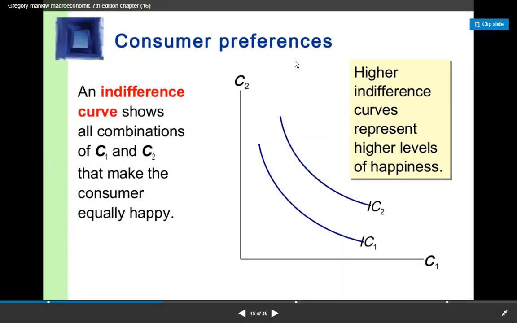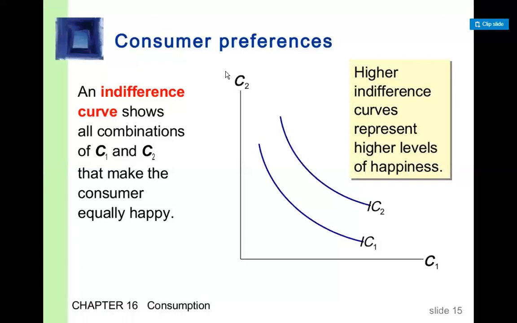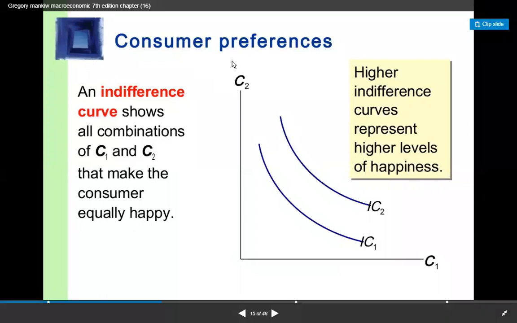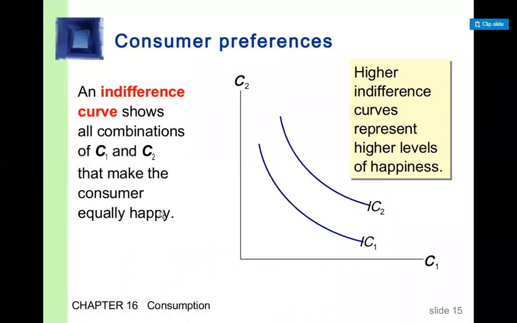This will be decided by the consumer preference. This will be decided by the indifference curve. Indifference curve shows consumer preferences. Indifference curve shows all combinations of C1 and C2 that make the consumer equally happy. Budget and indifference curve explain all combinations of C1, C2 which give equal satisfaction to the consumer.